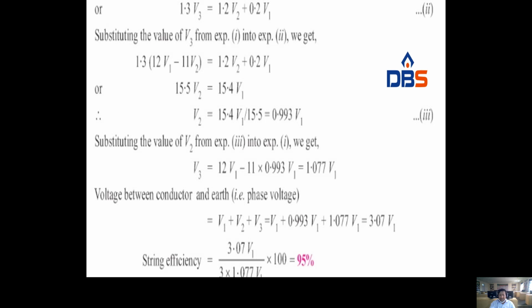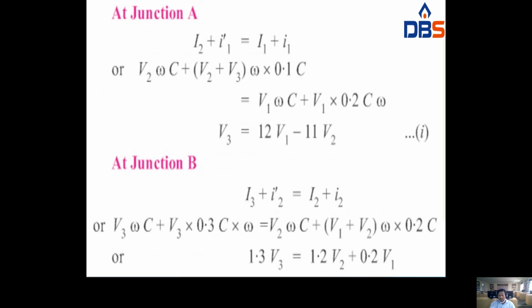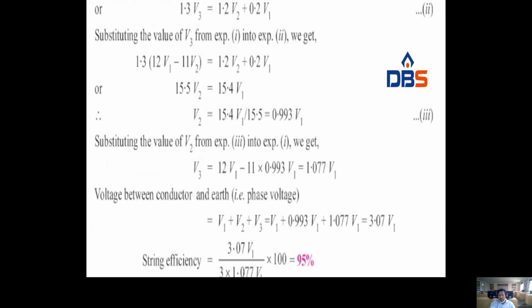Taken as equation 2. Substituting the V3 value from expression 1 into expression 2, we are getting V2 is equal to 0.993 V1, taken as equation 3. Now substitute this V2 value in equation 1. Therefore, V3 is equal to 12 V1 minus 11 into 0.993 V1, that is equal to 1.077 V1. Now the voltage between the conductor and earth is V1 plus V2 plus V3, V1 plus 0.993 V1 plus 1.077 V1, that is equal to 3.07 V1. Therefore, string efficiency is 3.07 V1 by 3 into 1.077 V1, so 95%.